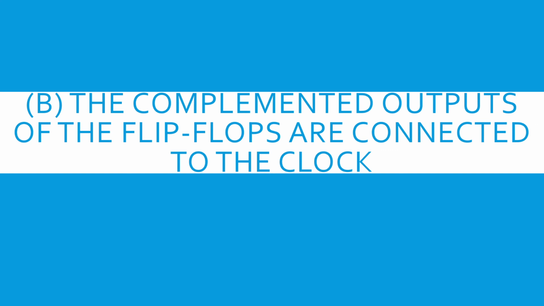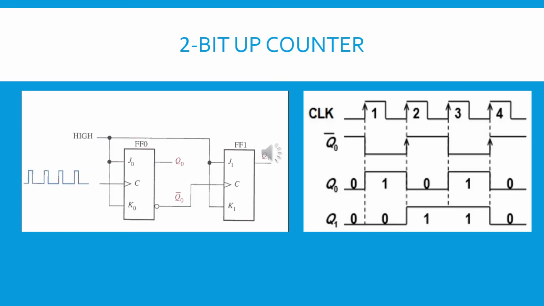The B part says that if the complemented outputs of the flip-flops are connected to the clock, it means that instead of the normal output going to the clock input of the second flip-flop, we are using the complemented output of the first flip-flop as the input clock signal to the second flip-flop. So let's see how this works for a 2-bit counter.